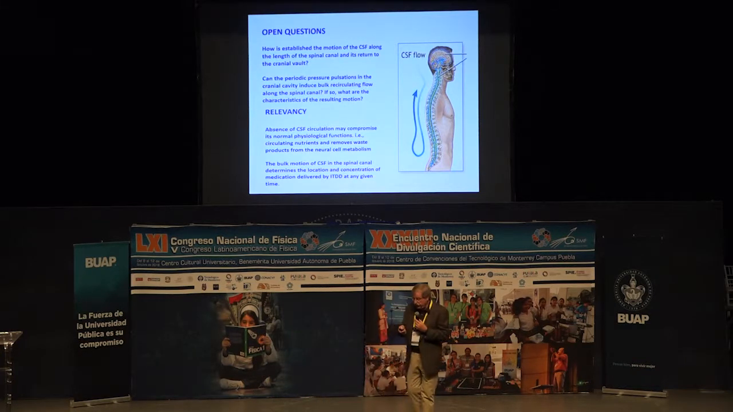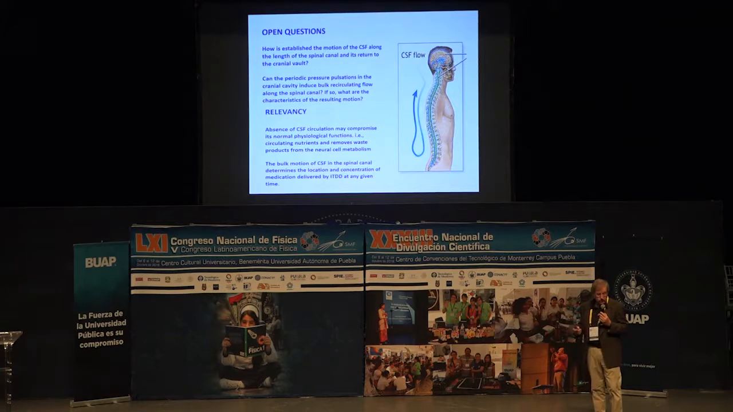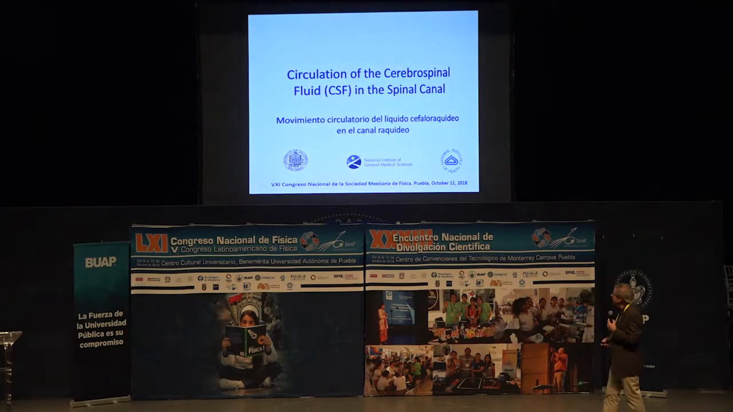It's very relevant because we know that the absence of that circulation may compromise the normal physiology of the brain, of the central nervous system. And we also know that this bulk motion in the spinal canal determines the location and the concentration of the chemotherapy that is injected in there. All right, so that's the first problem I would like to discuss with you, the circulation of the cerebrospinal fluid in that canal. En español diríamos la circulación del líquido cefalorraquídeo en el canal raquídeo.